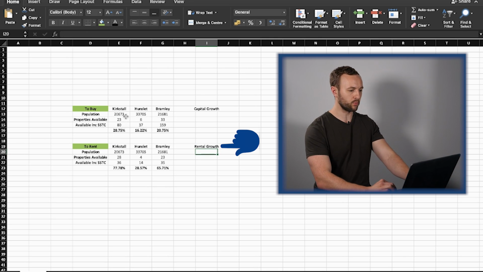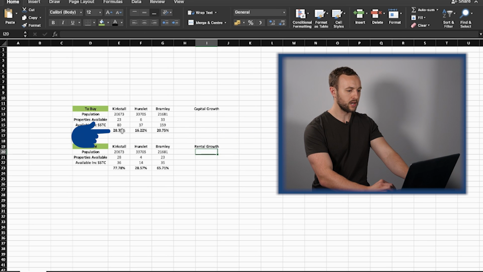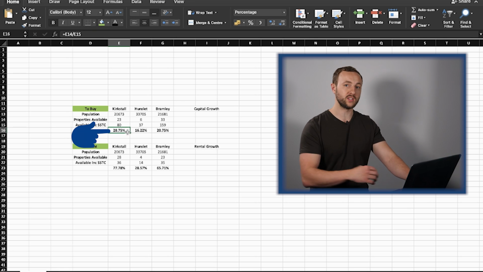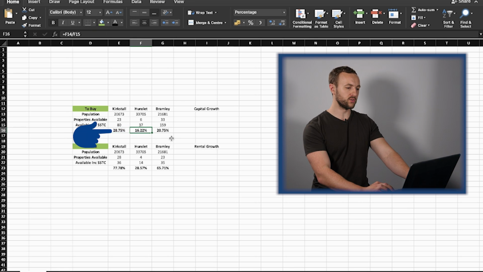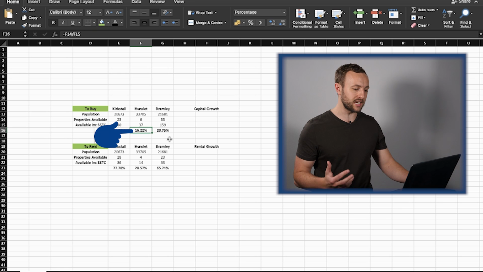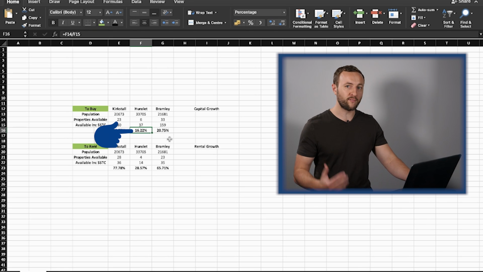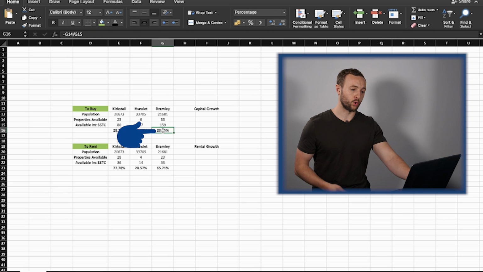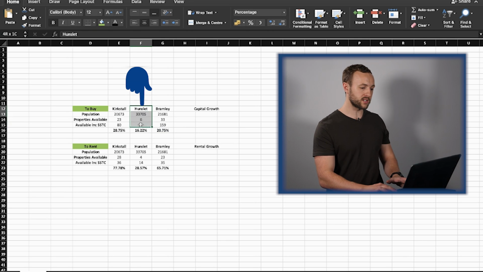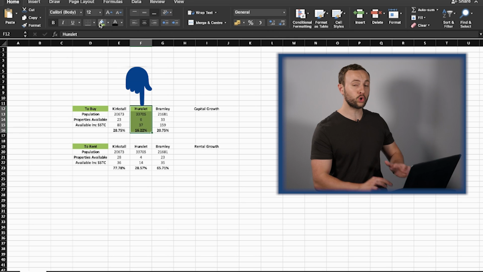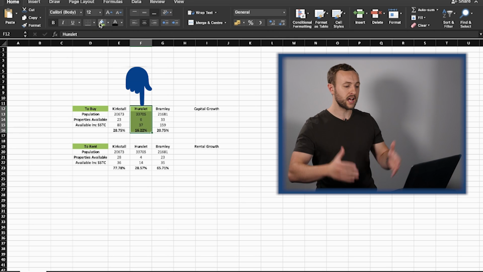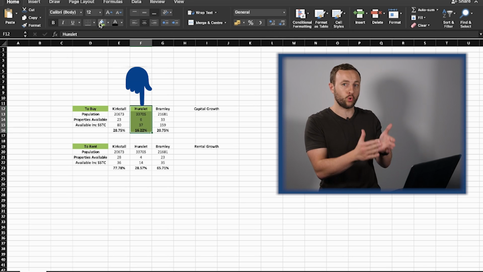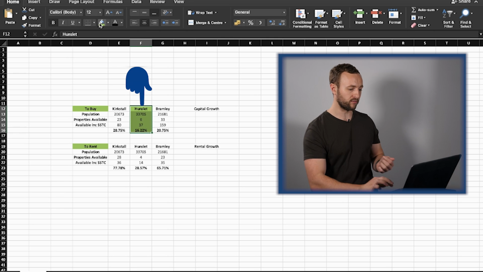So as you can see here, we have got Kirkstall, Hunslet and Bramley with 28.7% of properties still available, which means 72% have sold. We've got Hunslet 6 out of 37, which is only 16% available, which means 84% have sold, and Bramley have 80% that have sold, so 33 out of 159 still available. So that is showing Hunslet currently, and this is a good prediction for the next 3 to 5 years, as the strongest potential capital growth in the area out of these 3 areas.